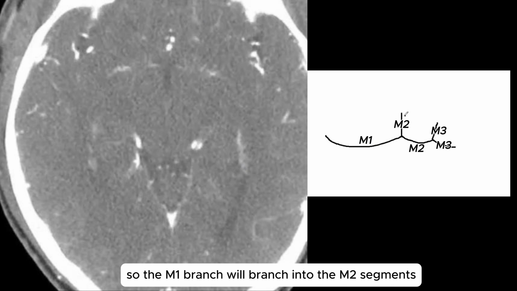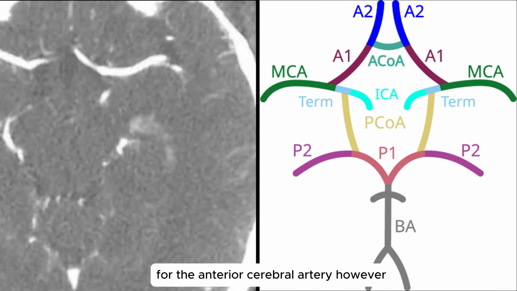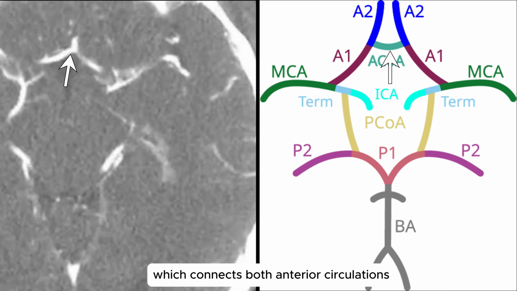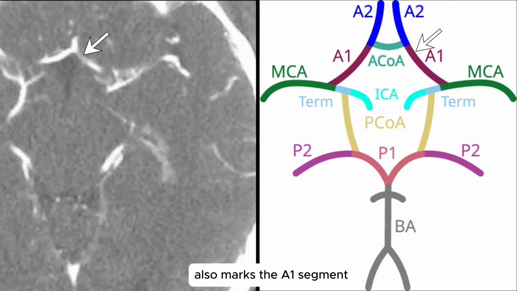So the M1 branch will branch into the M2 segments, and the M2 segment will branch into M3 segments, and so forth. For the anterior cerebral artery, however, the A1 segment courses towards the anterior communicating artery, which connects both anterior circulations. The anterior communicating artery also separates the A1 segment from the A2 segment of the ACA.